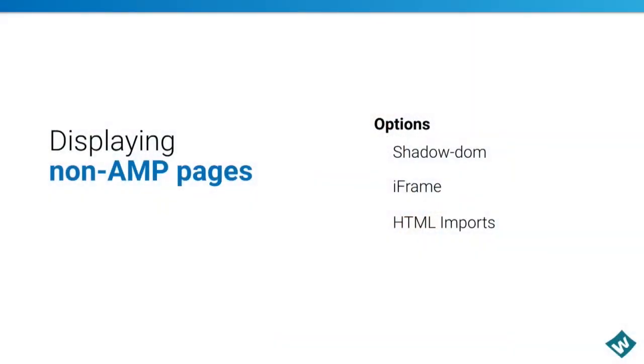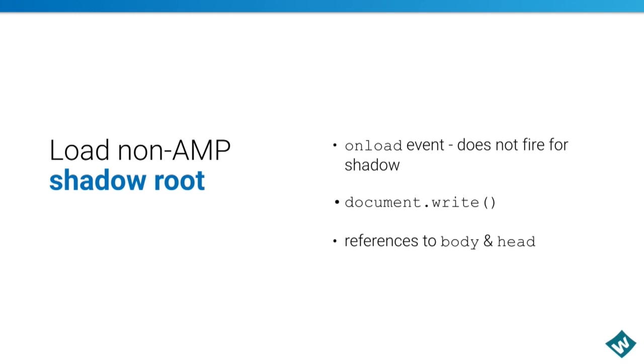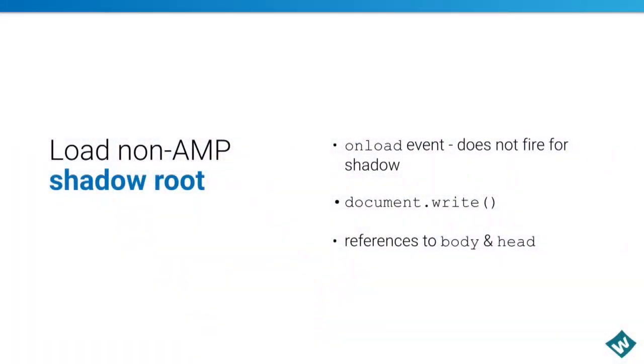We discovered three options: using the shadow DOM, good old trusty iframe, and HTML imports. Shadow DOM was the obvious first choice. That's how AMP pages are loaded into the app shell. And this works. We have this working in production, but there's a few things to be aware of. The first is the window.onload event only fires once when you load the app shell. It does not fire again when you load child pages into your shadow DOM. So if you have scripts in your child page that are depending on the onload function to fire some code, you have to find another way to fire that code.